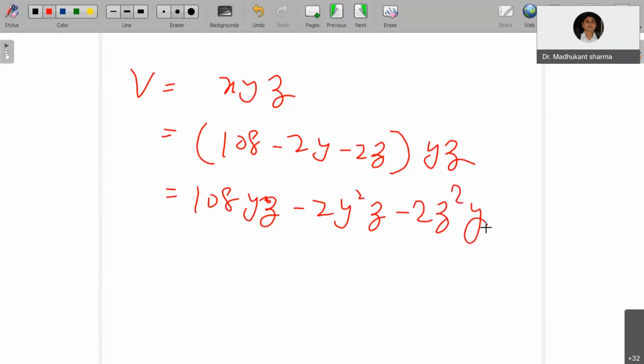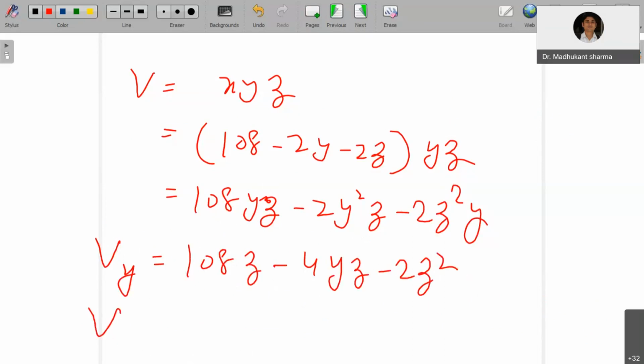And it is easy to observe that this function satisfies all the conditions for the second derivative test, all the first order partial derivatives and all. Okay, so Vy, if you try to find out, that's going to be 108z minus 4yz minus 2z square. What is Vz, for critical points? This is going to be 108y minus 2y square minus 4zy.